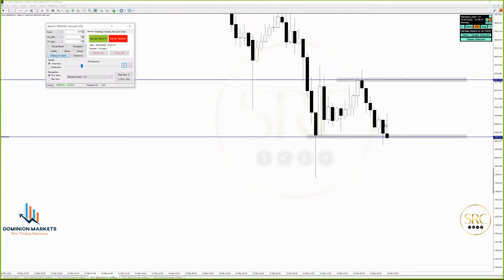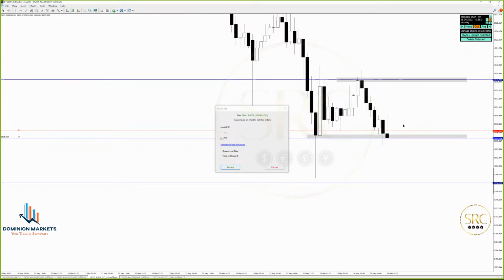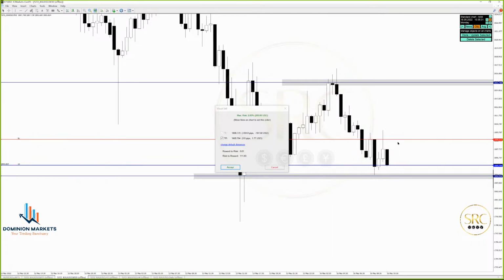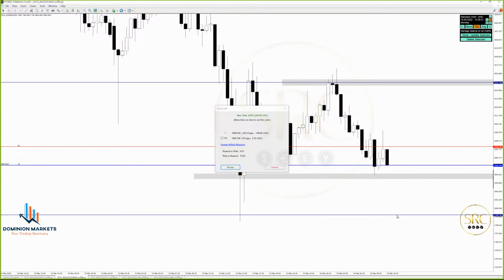So now, let me just take a sell over here first. I'm going to do risk percentage, like 2%. Go to visual mode, take a sell right here. Stop loss is probably going to be right here, like 20 pips. TP is going to be down here. What did I do? Did I open a buy or a sell?